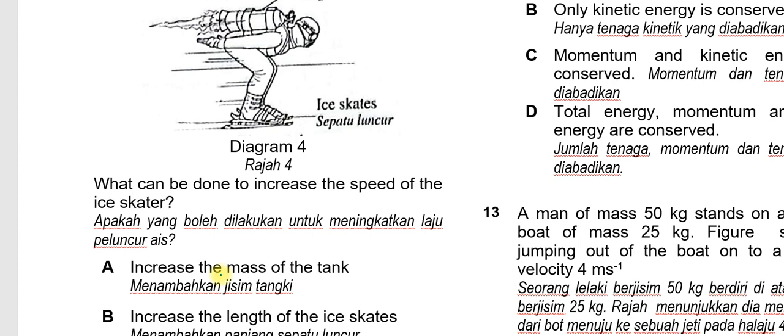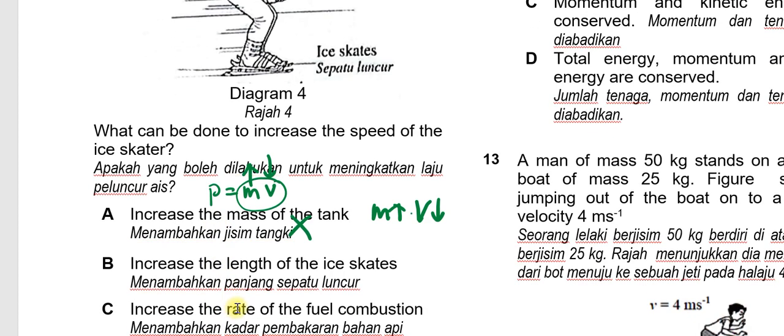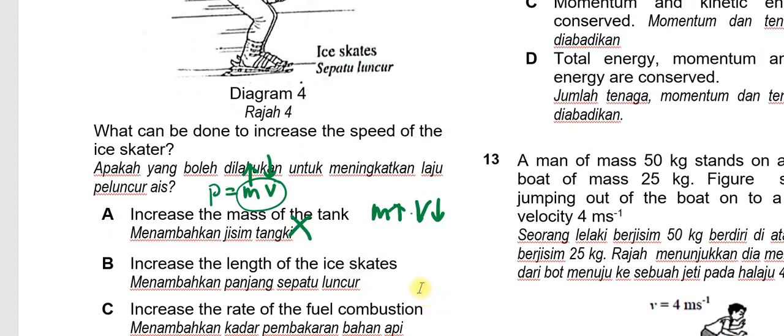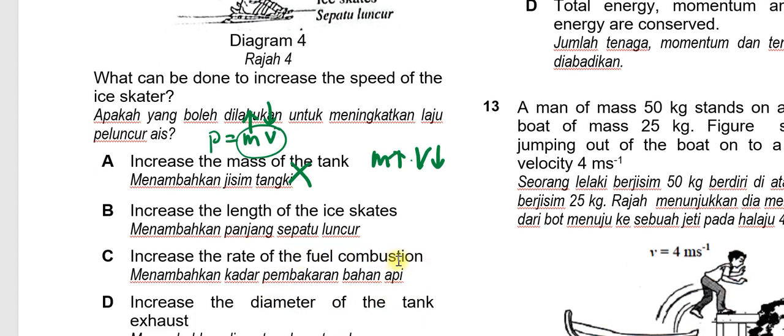Increase the mass of the tank. You increase the mass, the velocity will go down, because momentum is P equals mV, right? So you look at the relationship: inversely proportional. If you increase mass, velocity goes down, cannot. Increase the length of the ice skater. If you increase the length, it will increase the friction as well. So cannot. Increase the rate of fuel combustion.